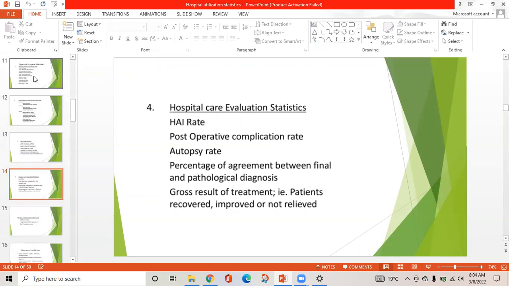Fifth main component is hospital care evaluation statistics, in which are included post-operative complication rate, autopsy rates, percentage of agreement between final and pathological diagnosis, and gross result of treatment, that is, patient recovered, improved, or not relieved.